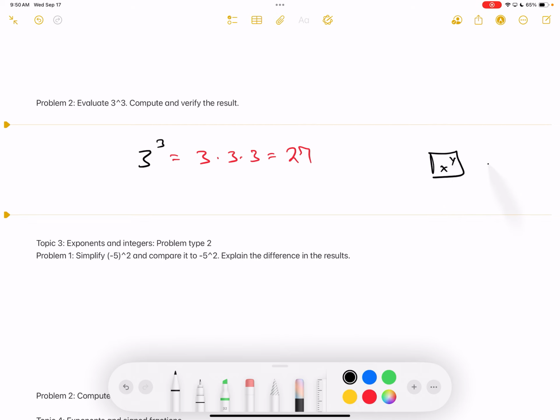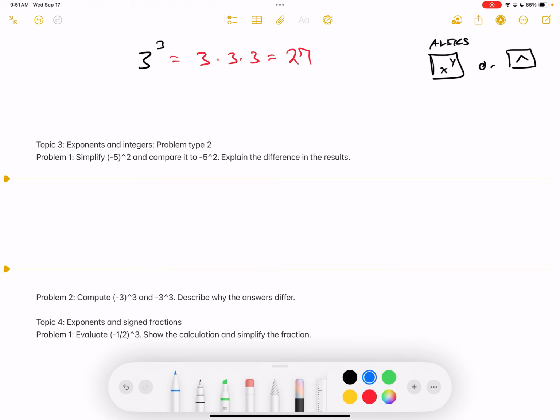All right, next topic, same idea. This is one I was wanting to show: negative 5 squared versus negative 5 squared, with and without parentheses. The first one, the negative 5 squared, the negative is being squared. So this one is negative 5 times negative 5, which is positive 25, okay? On this one, the negative is not being squared. So what I'm actually doing is squaring the 5 and putting the negative out front. So I do 5 times 5 is 25, and then I put the negative out front.